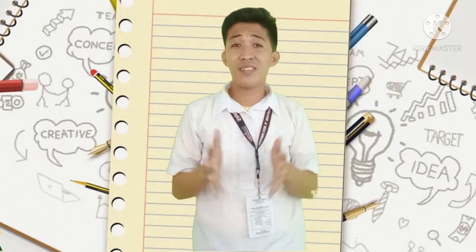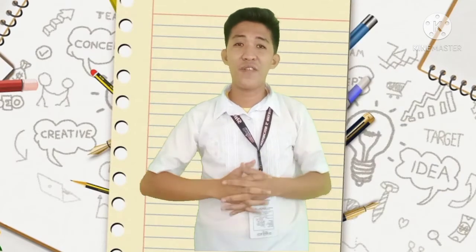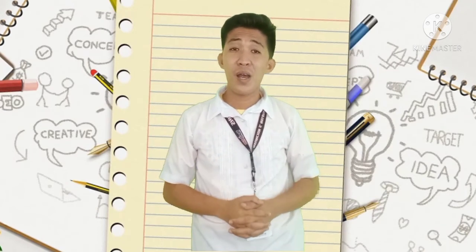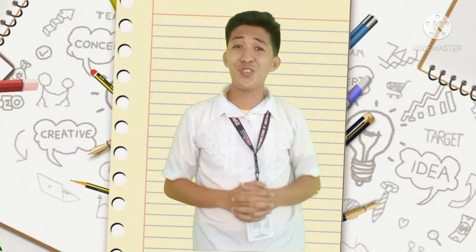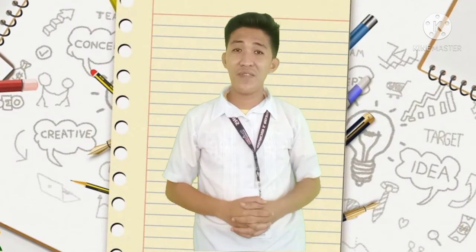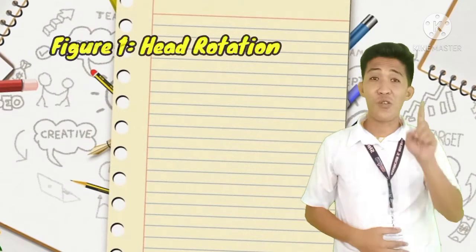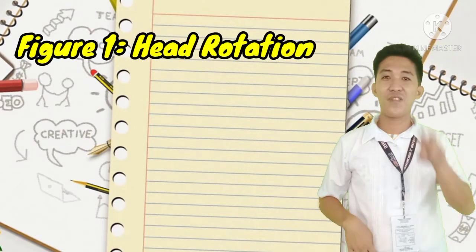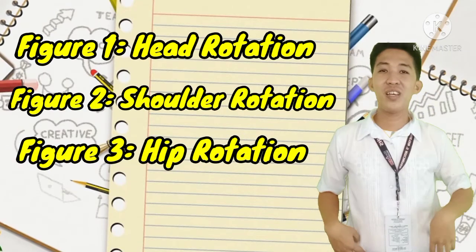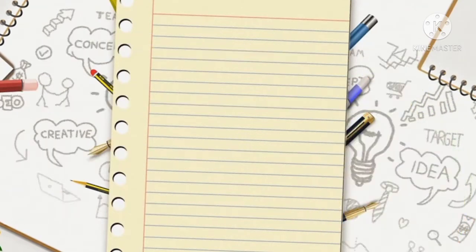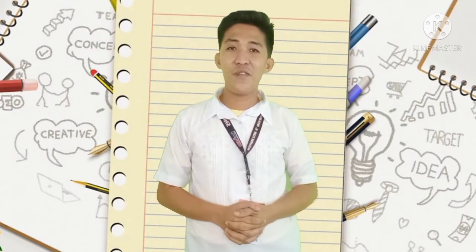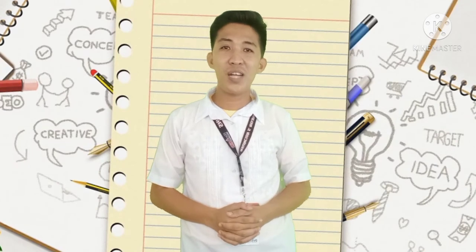At this point, it is now your turn to identify the factor affecting the population growth. You will just write your answer on the blank provided. But before going there, let us have first a stretching activity for you to be able to answer better. For our stretching activity, we'll have 4 figures. Figure 1, head rotation. Figure 2, shoulder rotation. Figure 3, hip rotation. And figure 4, jog in place. Are you now ready? I know you're ready. Let's do this. In the count of 3. 1, 2, 1, 2, 3.